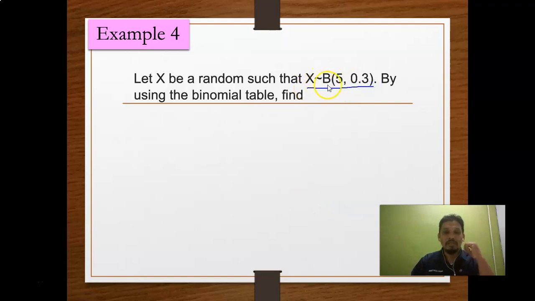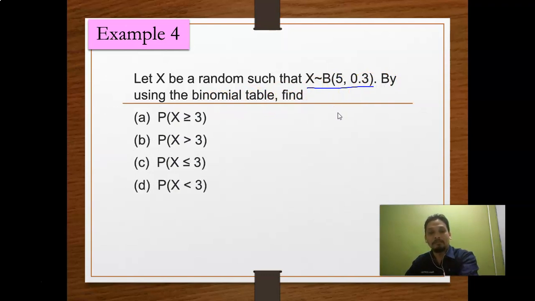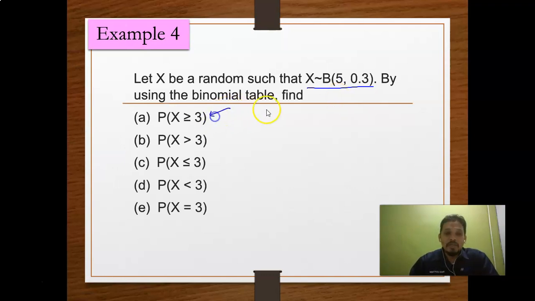Example 4. Let X be a random variable such that X is binomially distributed with n, the number of trials, equal to 5, and the probability of success equal to 0.3. By using the binomial table, find the following. This one we may straightaway get the answer from the table. But what about the others? The result from this statistical table is based on the probability of x greater than or equal to.